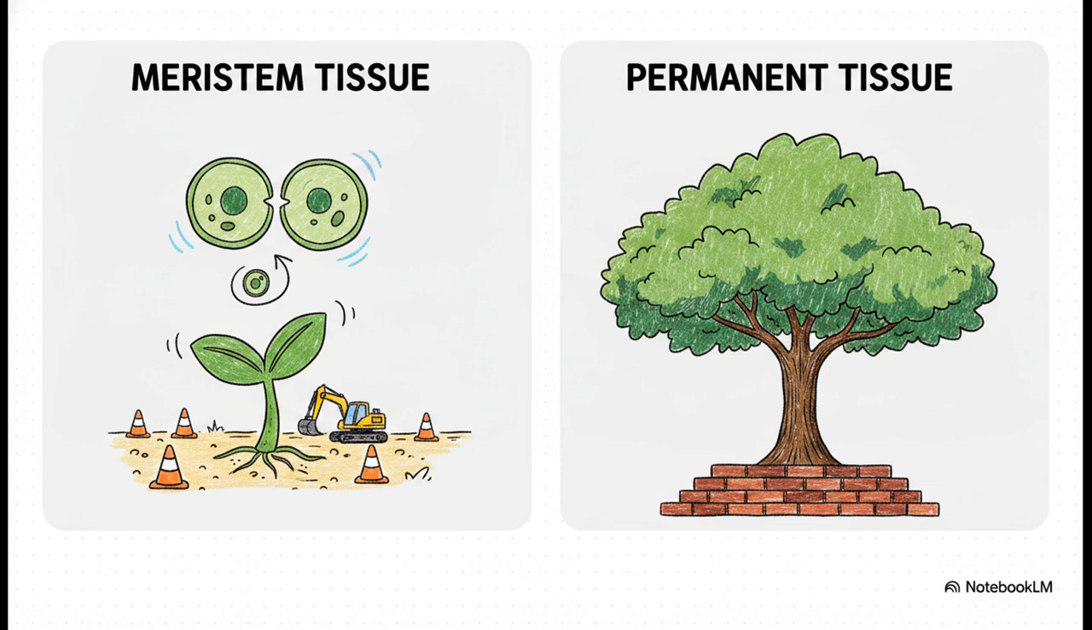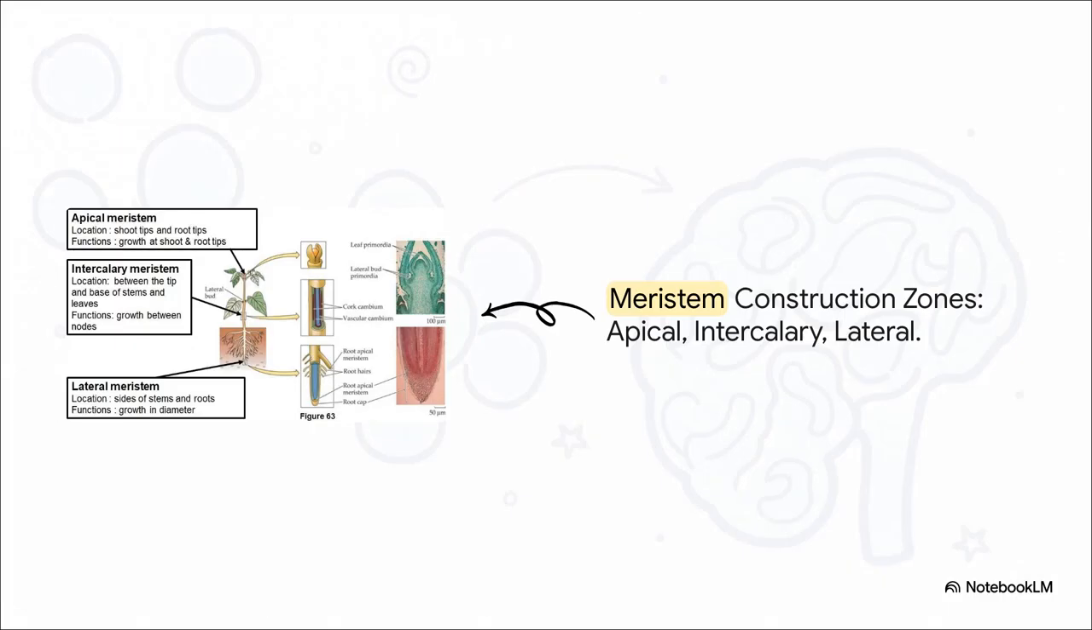On the flip side, we have permanent tissues. This is the established infrastructure. These cells have specialized to perform specific functions, and crucially, they've lost the ability to divide. So, where do these meristem construction zones actually live? Apical meristems are located right at the shoot tips and root tips. Their whole job is to push vertical growth, laying down new cells so the plant can reach up for sunlight and dig way down for water.